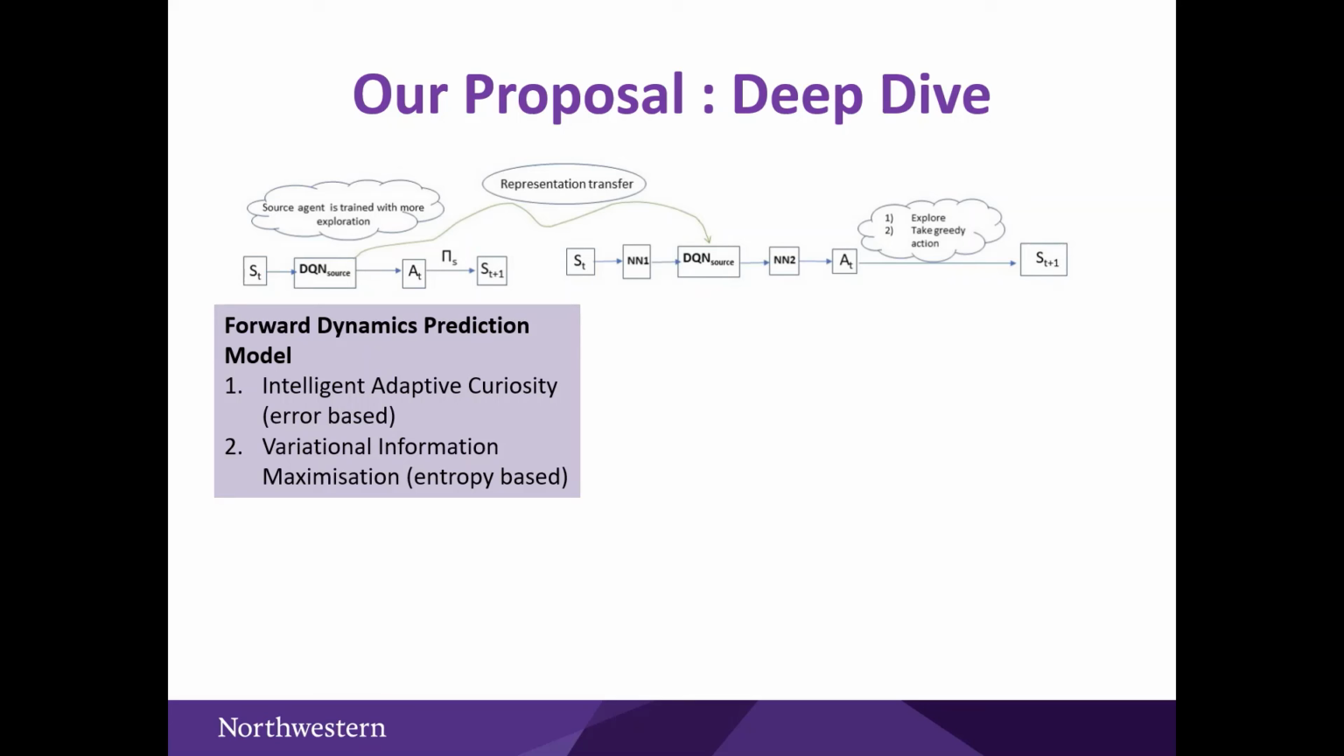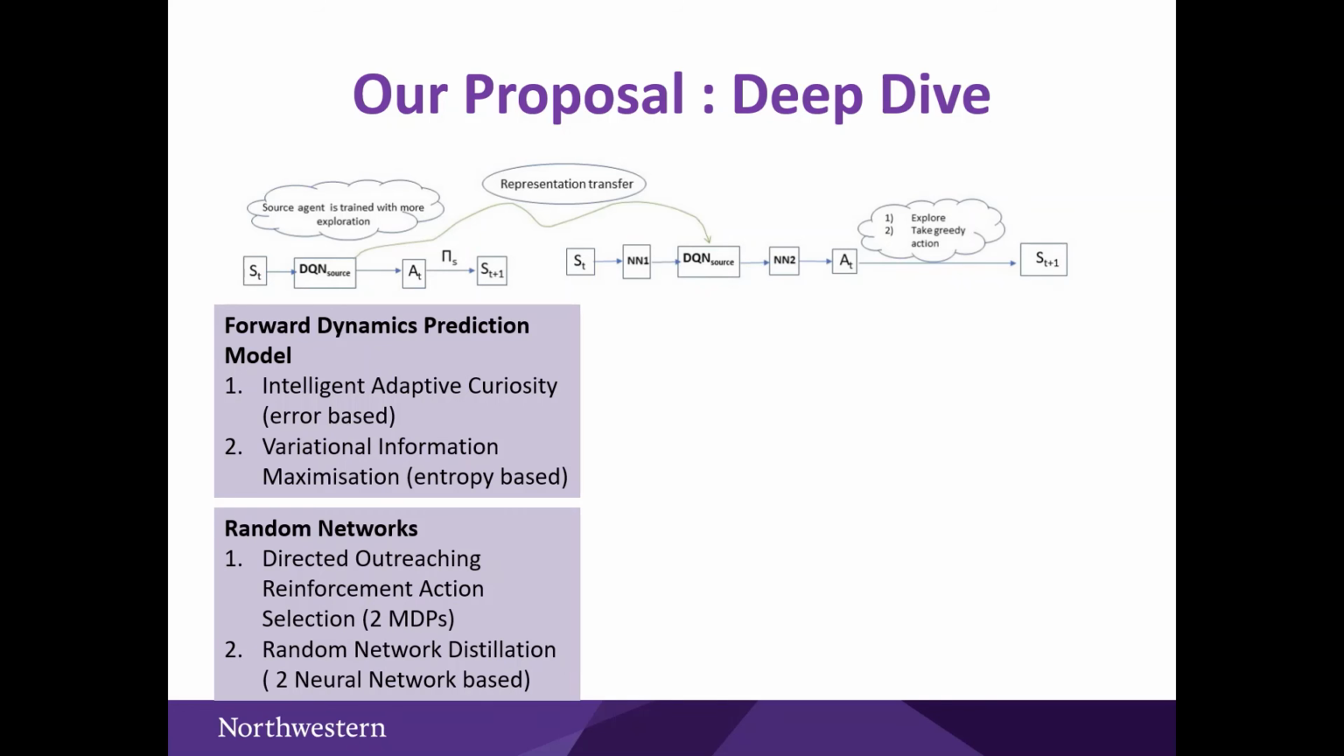There is one type of model called a forward dynamics prediction model. So there are error based models or entropy based models. All of these try to make the agent explore more. There are also random network models, which are, again, for the model-free approaches, but this also helps in exploring more, not only optimizing but also exploring more.